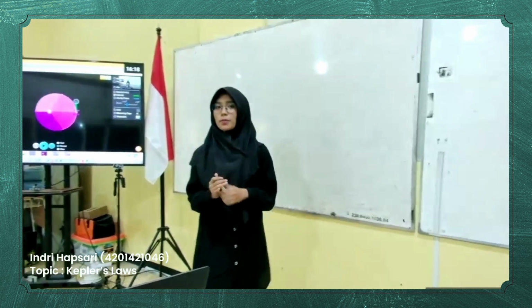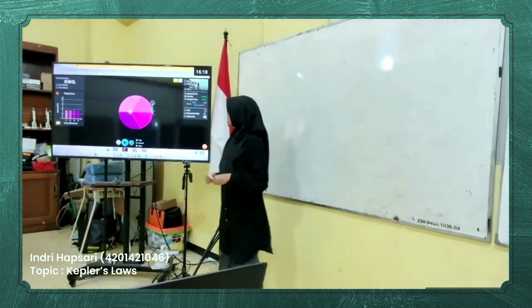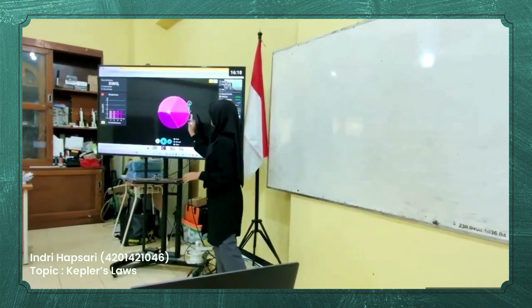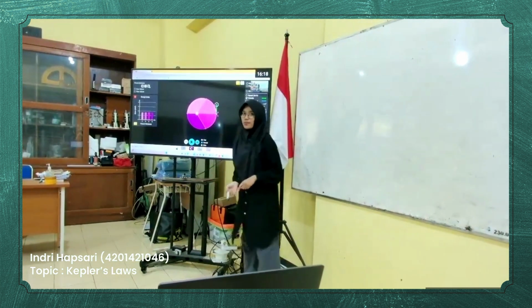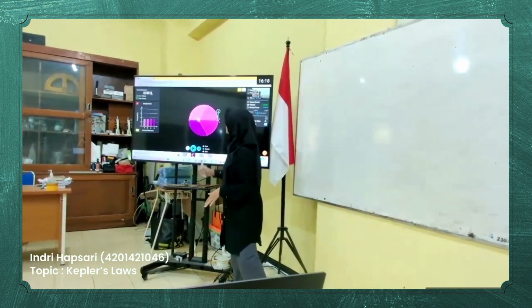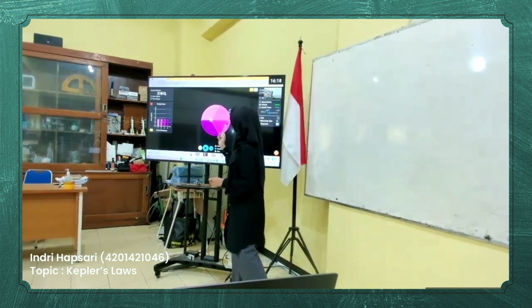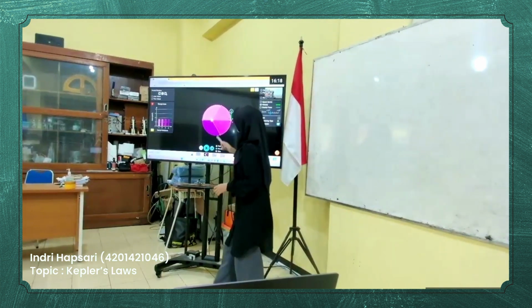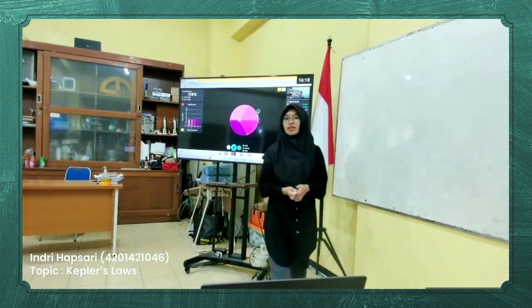Okay, next is Kepler's second law. Kepler's second law states that the line joining a planet and the sun sweeps out equal areas in equal times. From this simulation, we have 5 different areas. And then we can see the area values and time values. We can show them on the screen.